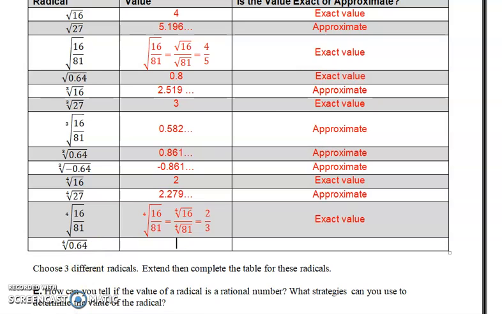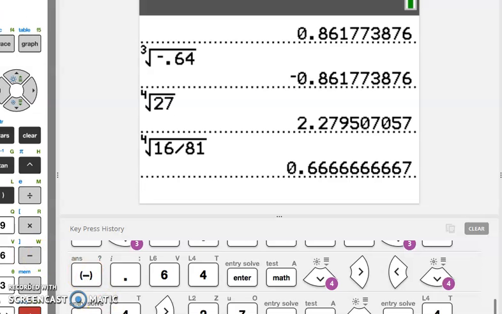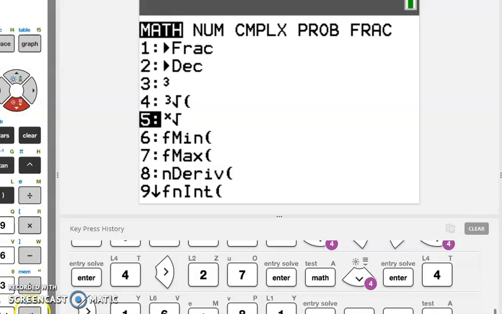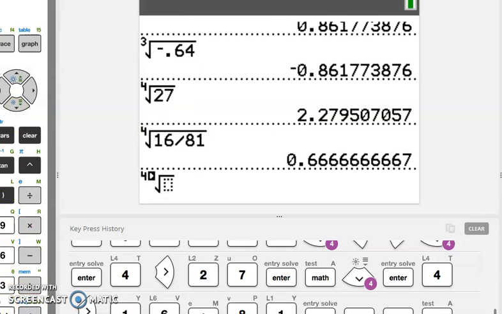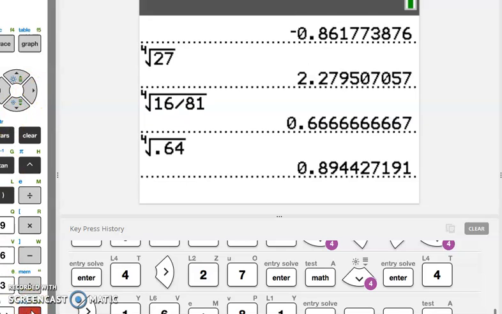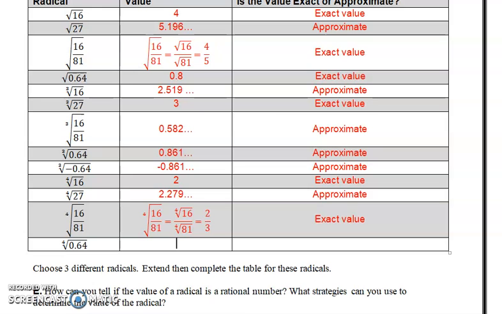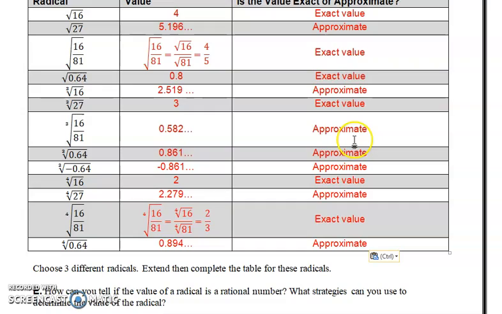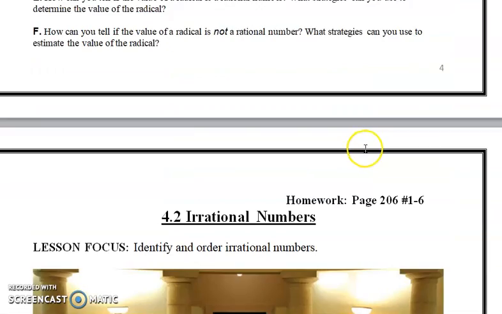And then the last one, the fourth root of decimal 64. So math, fourth root, decimal 64, and we get 0.894, and so on, which, we know, is an approximate value. All right, so that was just a little exercise. I did not go through all the bullets and all the points, but I just want to show how to plug those in a calculator. Okay, that was really the important part of that lesson.